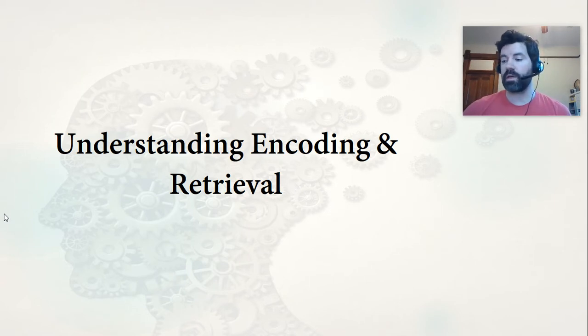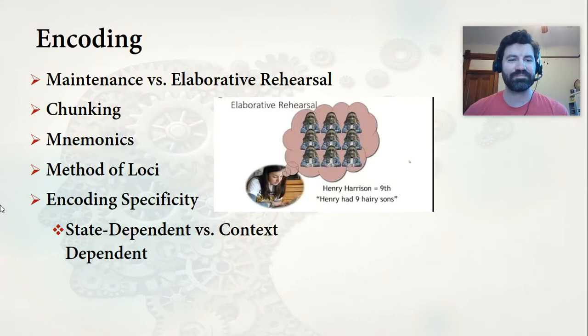This lecture is going to talk about some different strategies and tips to make both the encoding and the retrieval process more likely to happen accurately. And then we'll also spend a little bit of time talking about some problems that happen when it comes to memory and retrieval. So, encoding, the process of getting information from short-term into long-term memory.